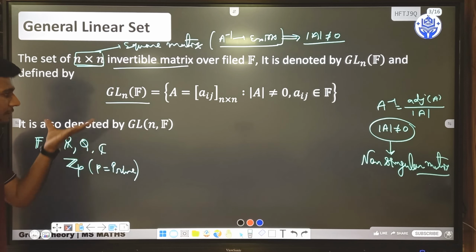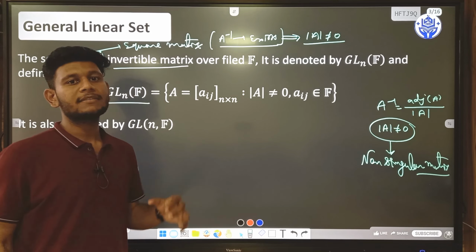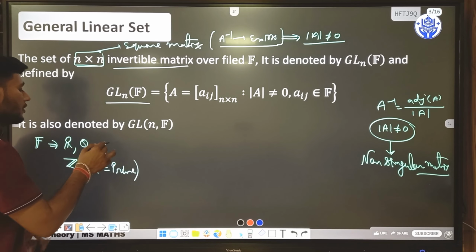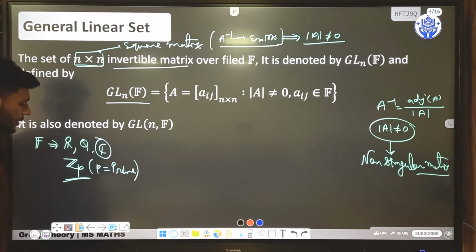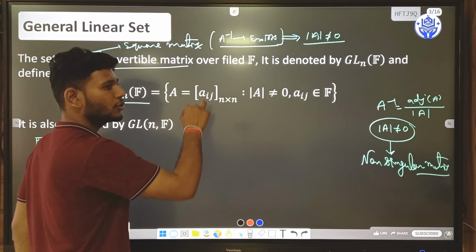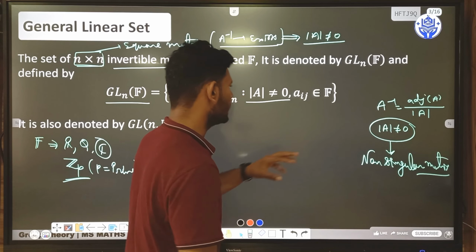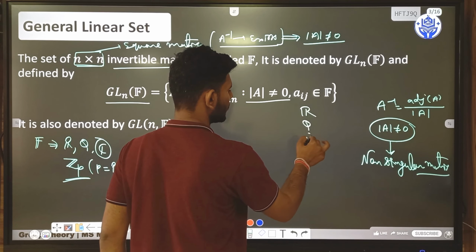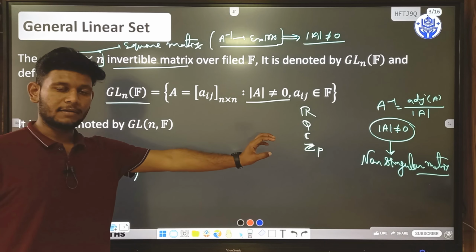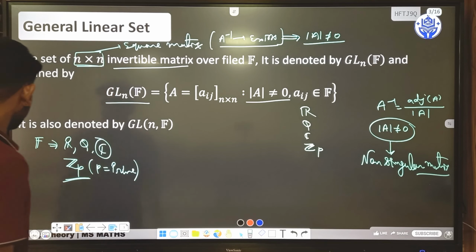Whatever the field is, we will define this set over that field. It means whenever we have a matrix, the entries of the matrix belong to some field, let's say the real numbers, rationals, or complex numbers, and Z_p. Now the definition of this set we can also state like this: an n cross n matrix, meaning a square matrix, whose determinant is not 0 and whose entries are from a field, whether real numbers, rational numbers, complex numbers, or Z_p, a field with prime p, like Z5, Z3, Z2.